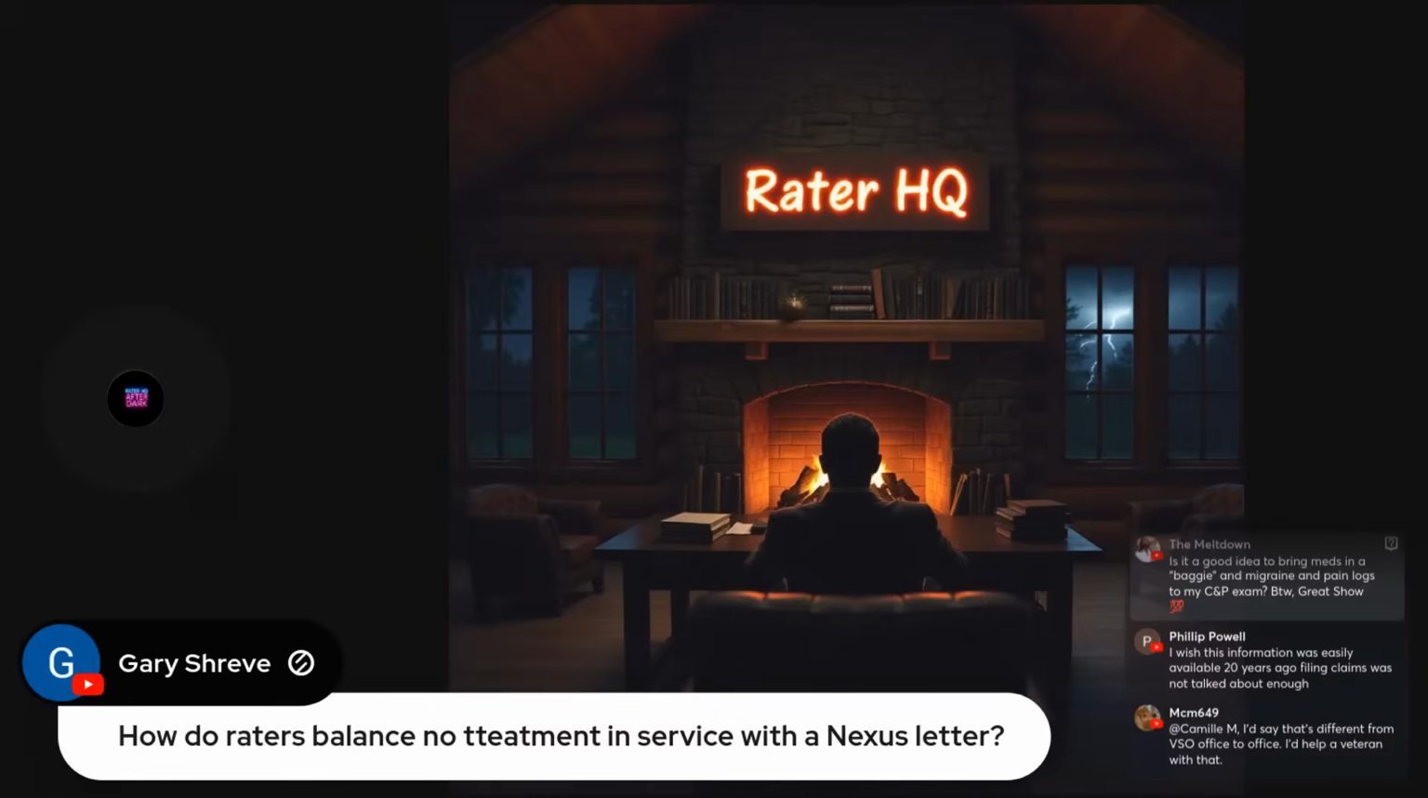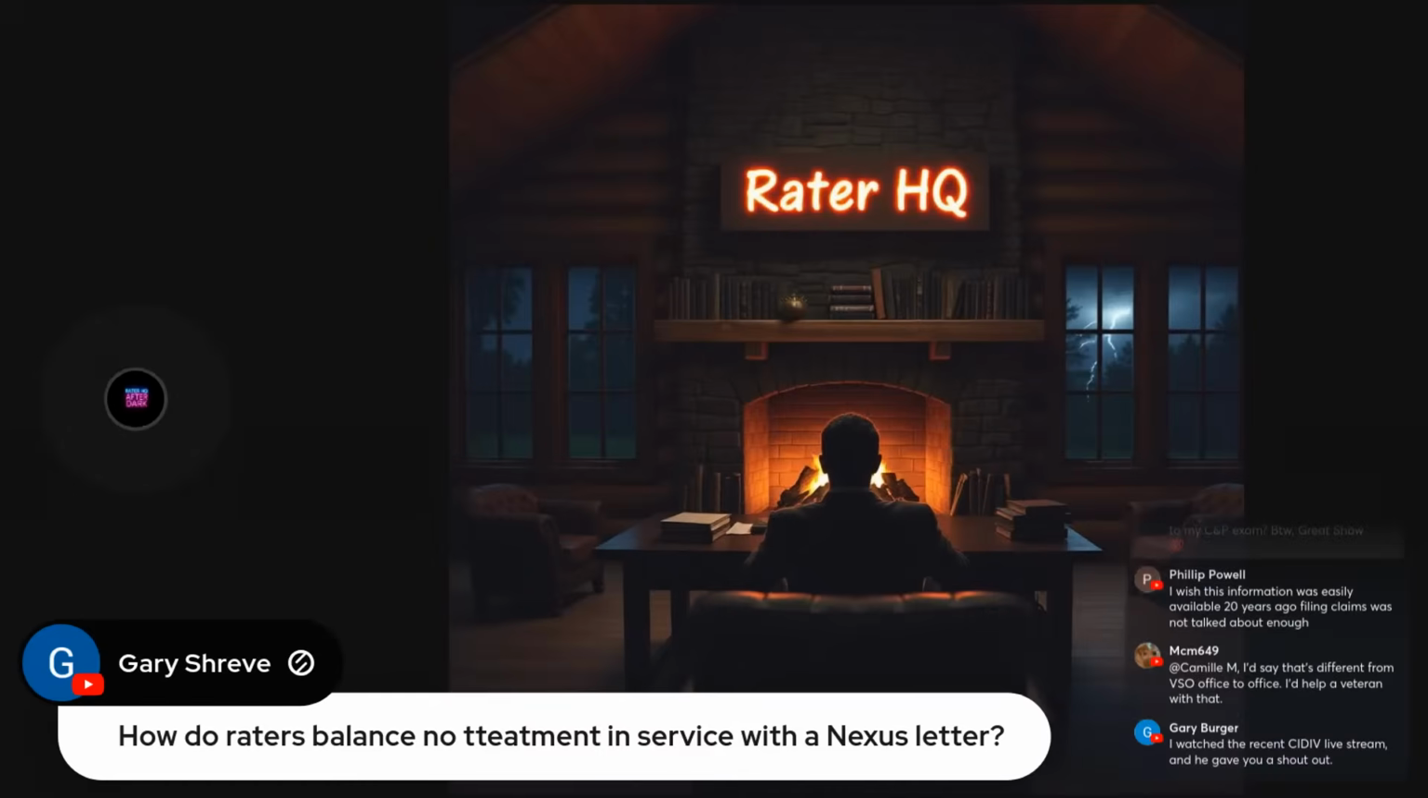No treatment in service with a nexus letter. The way I've shown this on a few videos is, if you're in a combat theater, we're supposed to take personal statements and buddy statements that can be corroborated with evidence that they were there at the same time as you. We're supposed to take those at face value.